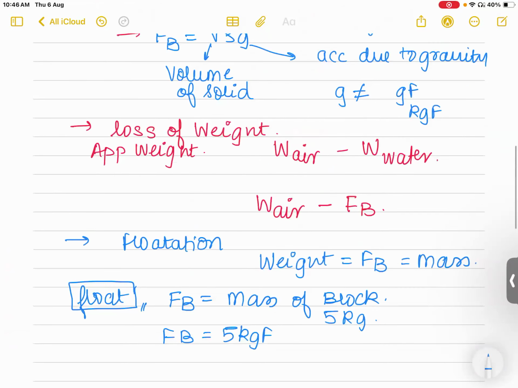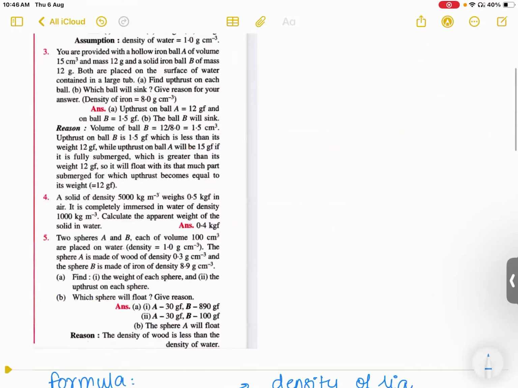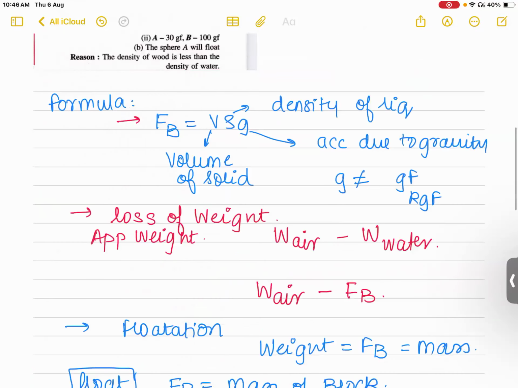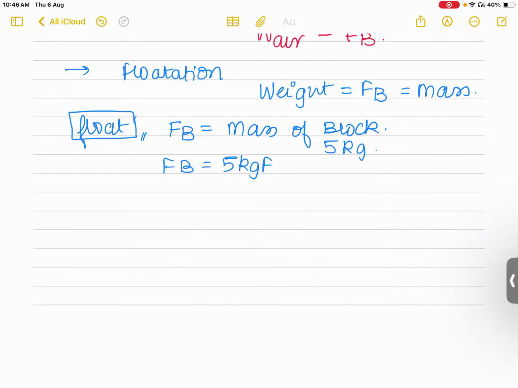Okay. Taking these things into consideration, guys, let's go with question number one. Question number one says that a body of volume 100 centimeter cube. So we will have to write the volume which is given to us. So let's write here, question one.